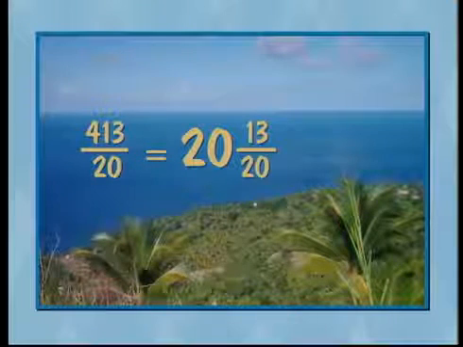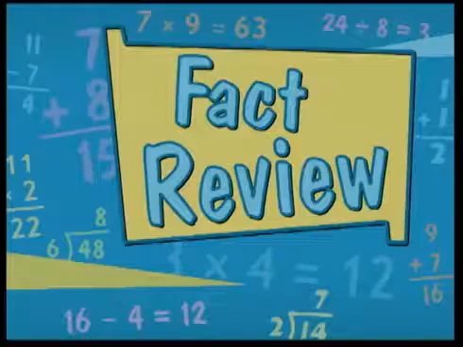20 13/20. When converting improper fractions to a mixed number, divide. Then write down the whole number, and the remainder becomes your numerator. And now it's time to review some of those math facts.